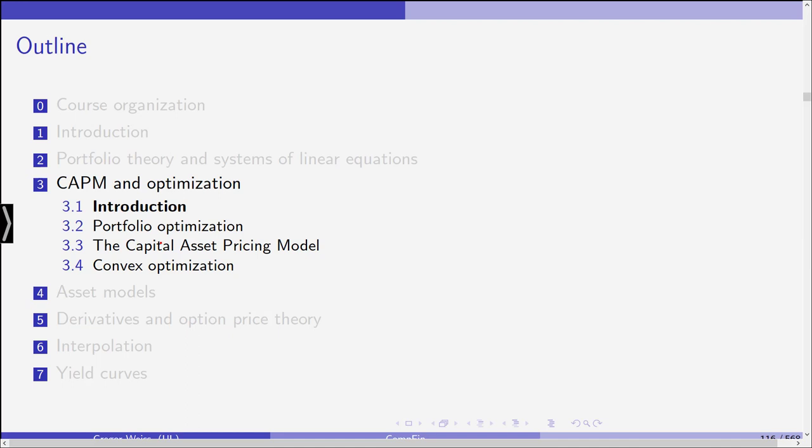And in the next chapter, in the next lesson, we'll start with the capital asset pricing model and our discussion of portfolio optimization using optimization methods and convex optimization in the context of portfolio theory.